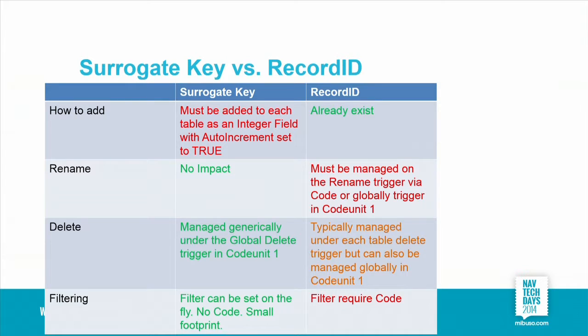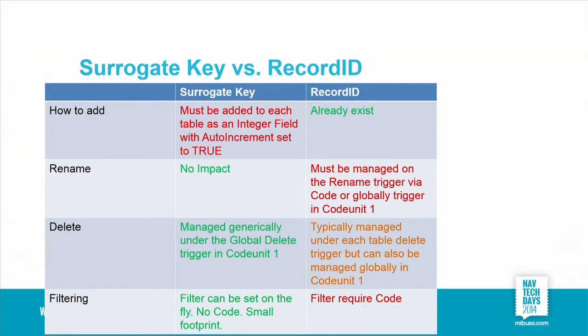If I delete, yeah, there's some issues. I need to, of course, delete the records in whatever table I have that I have linked into my surrogate key. But I can manage that in codeunit 1 on the global trigger. The same could be said about record ID. I think most implementations I've seen is always handled on the delete trigger.